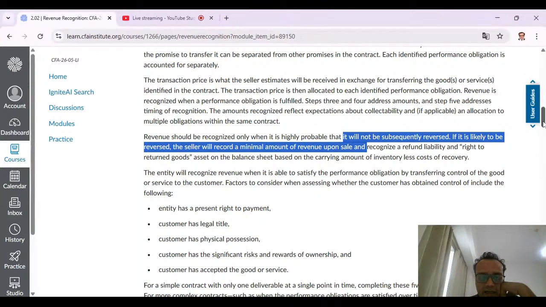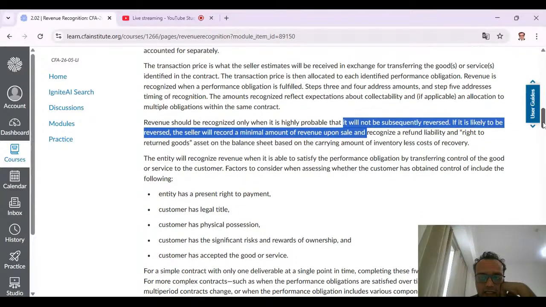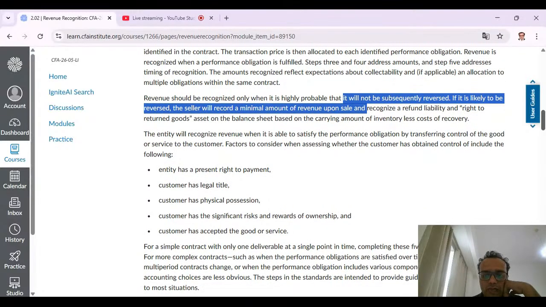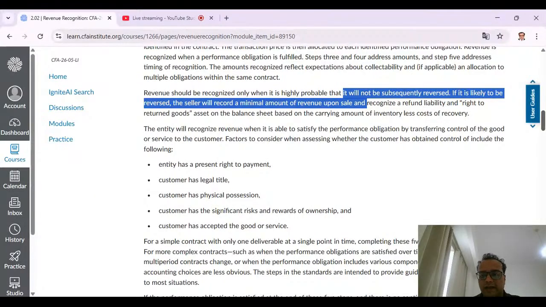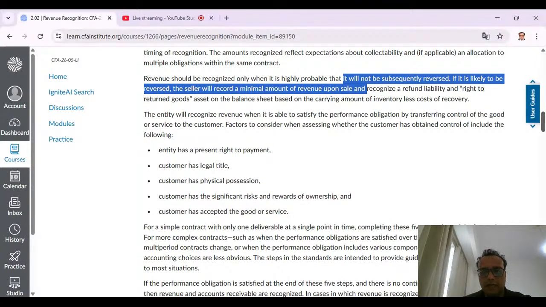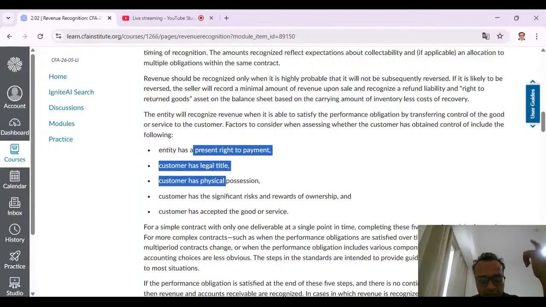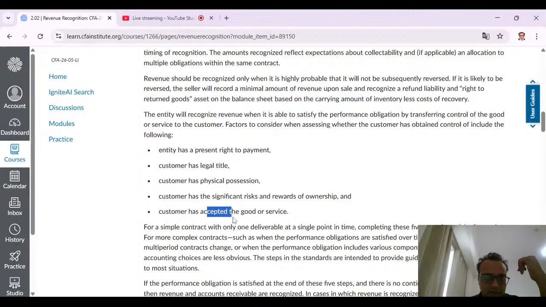The entity recognizes revenue when it is able to satisfy the performance obligation by transferring the control of goods or services to the customers. Factors to be considered when assessing whether the customer has obtained control include the following: the entity has present right to payment, customer has legal title, the customer has physical possession, customer has significant risk and rewards of ownership, and the customer has accepted the goods and service. Fair enough.